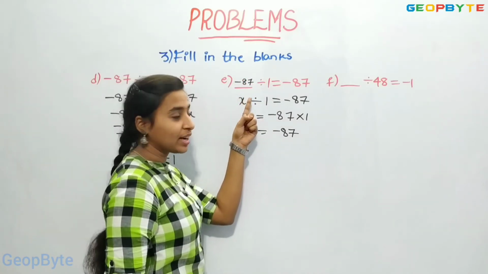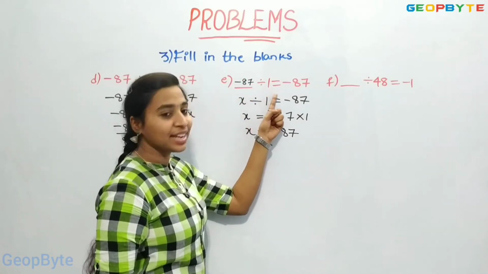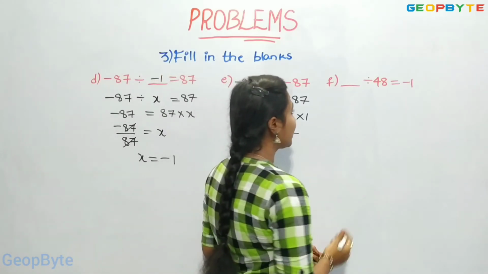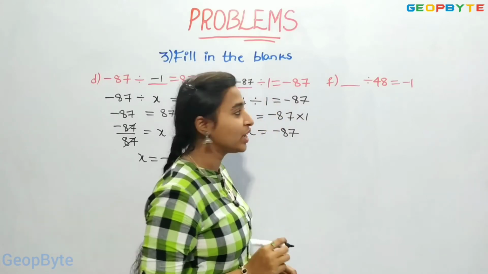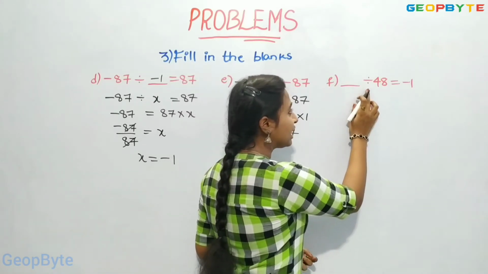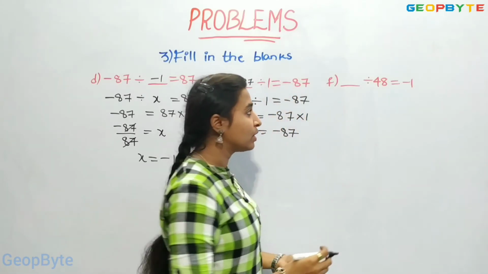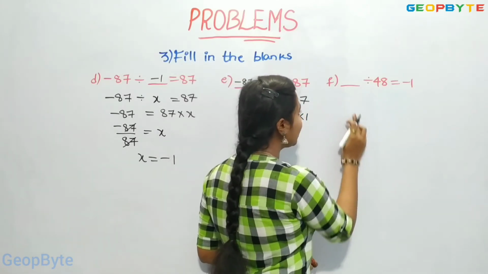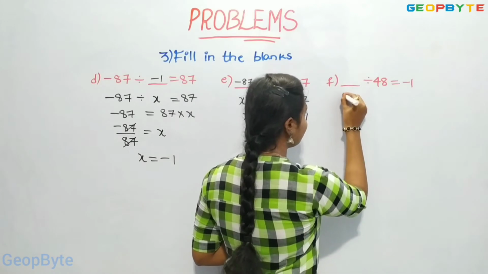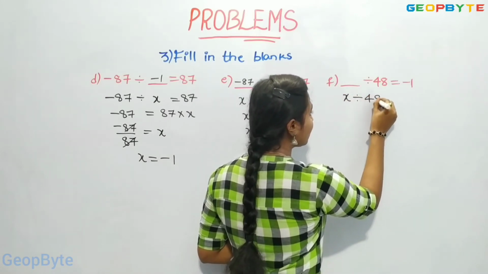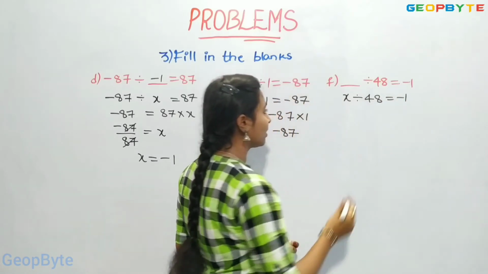Minus 87 divided by 1 is equal to minus 87. Now, let us see the F bit. We have dash divided by 48 is equal to minus 1. We will assume this missing integer as x. x divided by 48 is equal to minus 1.